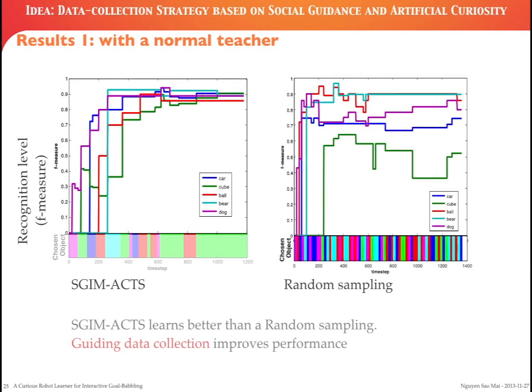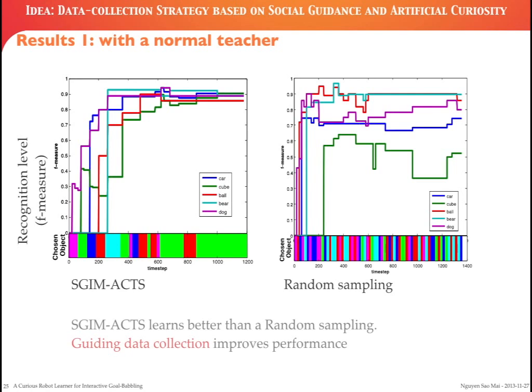Below this graph, we have plotted the chosen object, so each color corresponds to which object it was trying to manipulate. So it looks like a really unordered choice, whereas in the case of SGIMX, we can see that there's more structure, and especially in the end, it focuses more on the cube. So somehow the robot recognized that the cube is a difficult object to learn, so it focused on it.